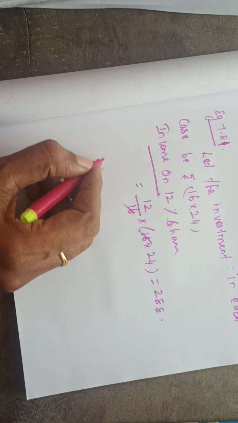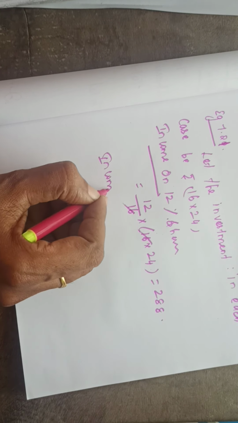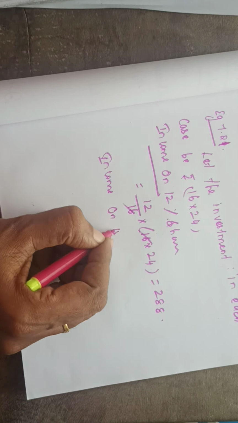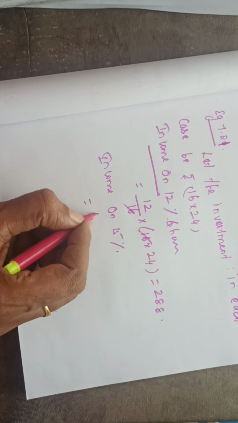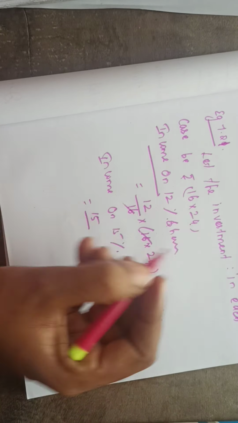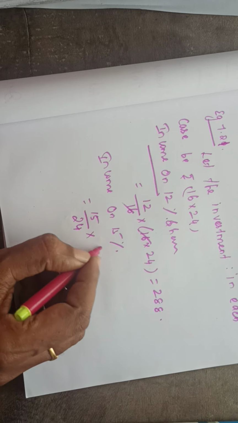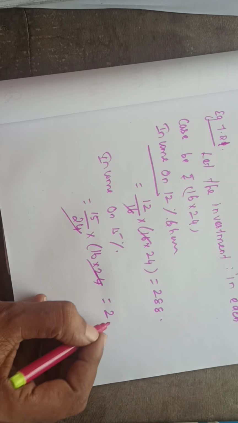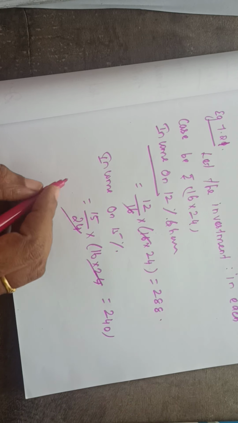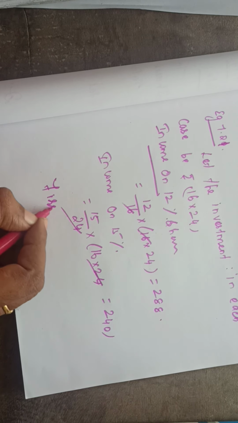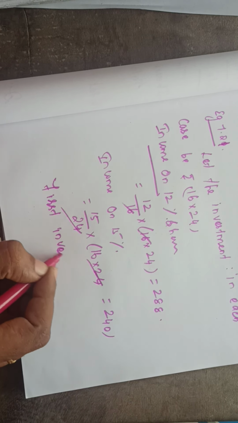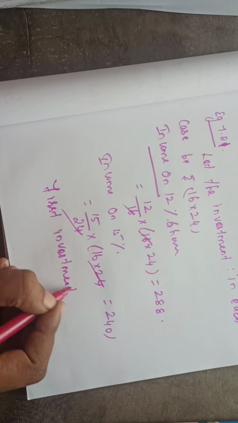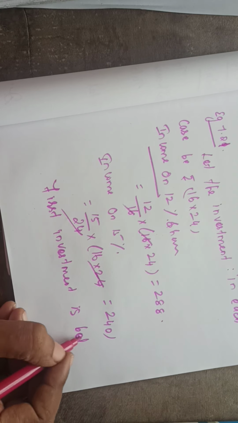Then income on 15%. 15% means 15 divided by 24, into 16 into 24. So what will happen? This one and this one will get cancelled. You will get 240. Now, what's better? First investment is better. Understand? So it's a very easy problem. First investment is better. Got it?